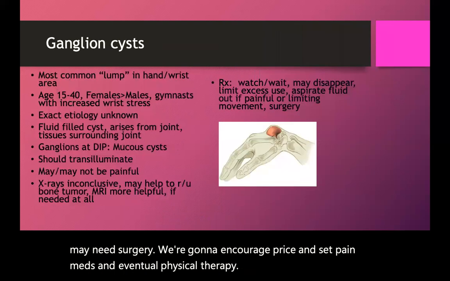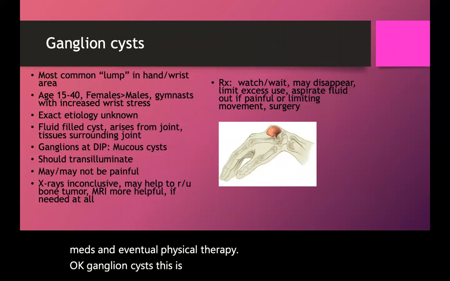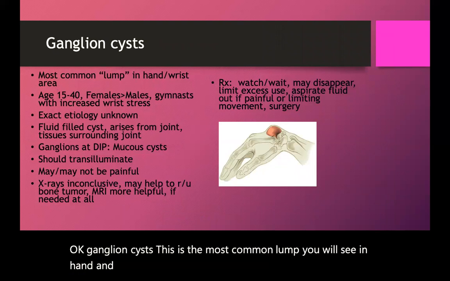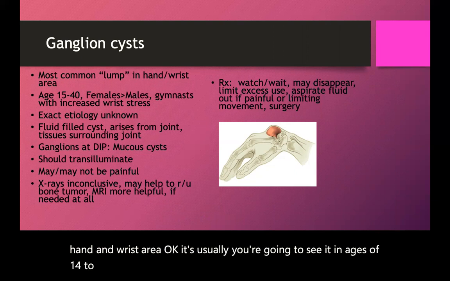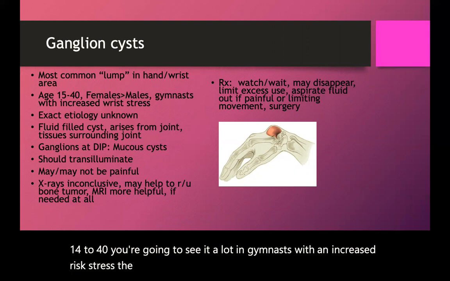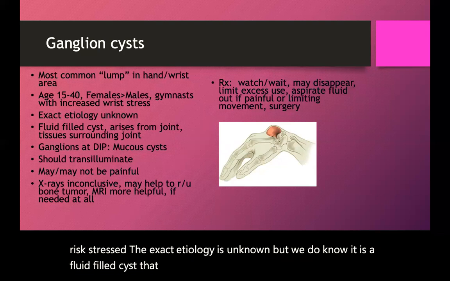Okay, ganglion cysts. This is the most common lump you will see in the hand and wrist area. Usually you're going to see it in the ages of 14 to 40. You're going to see it a lot in gymnasts with increased wrist stress. The exact etiology is unknown, but we do know it is a fluid-filled cyst that arises from the joint or the tissue surrounding the joint.